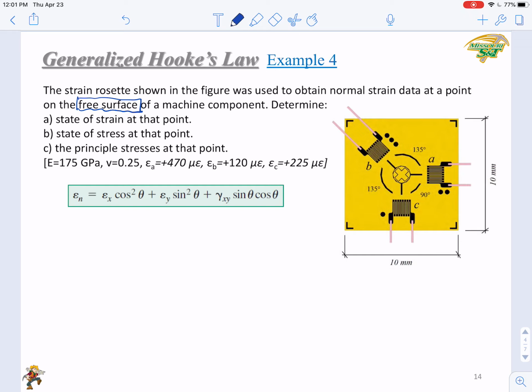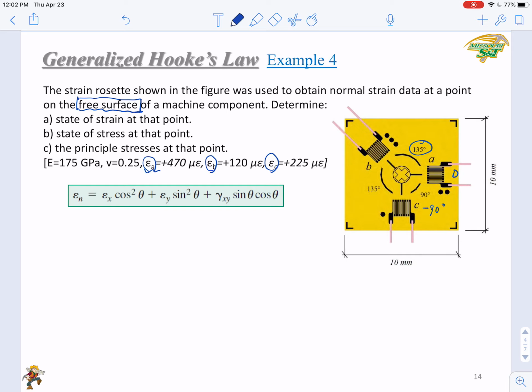The equation has been listed here. We just need to determine the readings and the angles along these 3 directions. The readings have been provided here: the reading of strain gauge A, strain gauge B, and strain gauge C. You just need to find out their angles. The first angle, obviously, is 0. The second angle is 135, and the third angle will be negative 90 degrees.